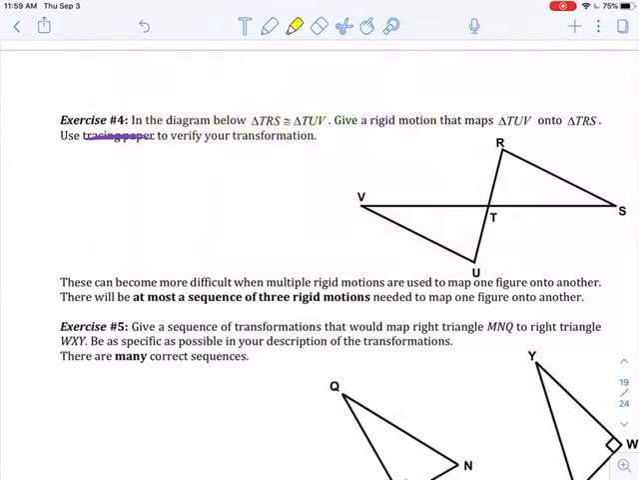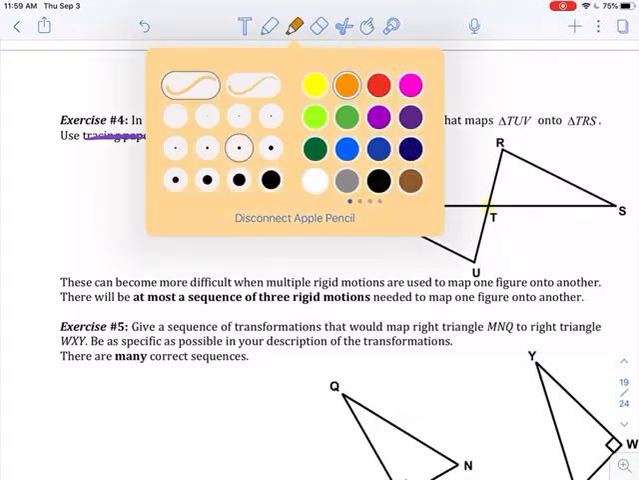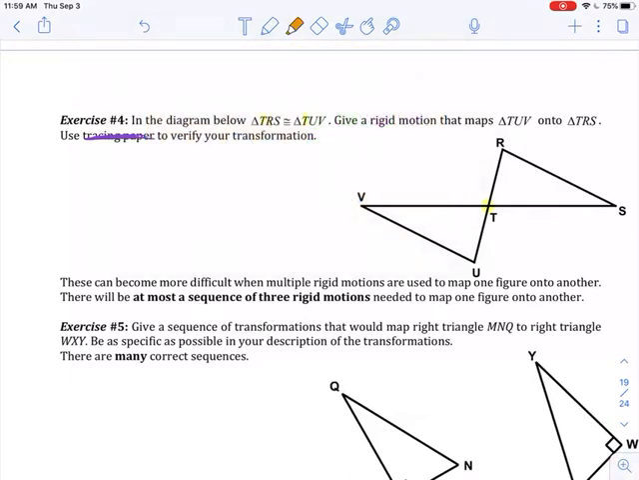So I'm going to start with T. T stays on T. All right, so T's not moving. T's staying exactly where it is. Then we'll start with R. R maps to U, so R maps to U down here. And the last one, I have S maps to V. S is over here, and it maps all the way to V. So the question is, T stayed the same. How did R go to U, and how did S go to V?